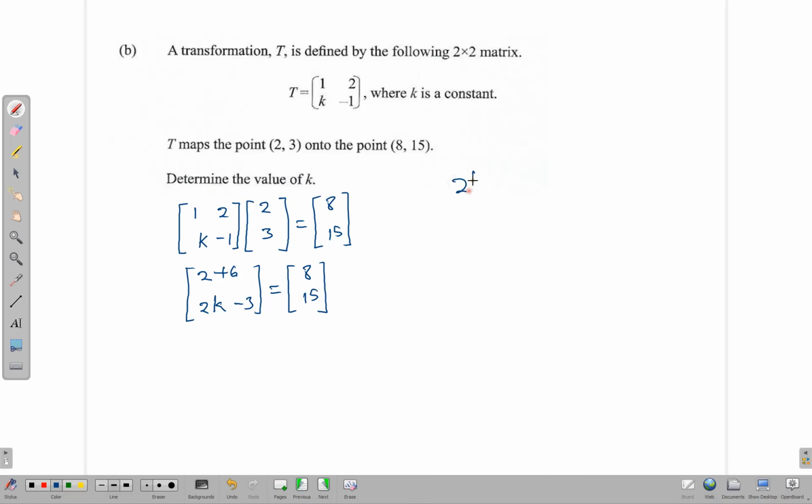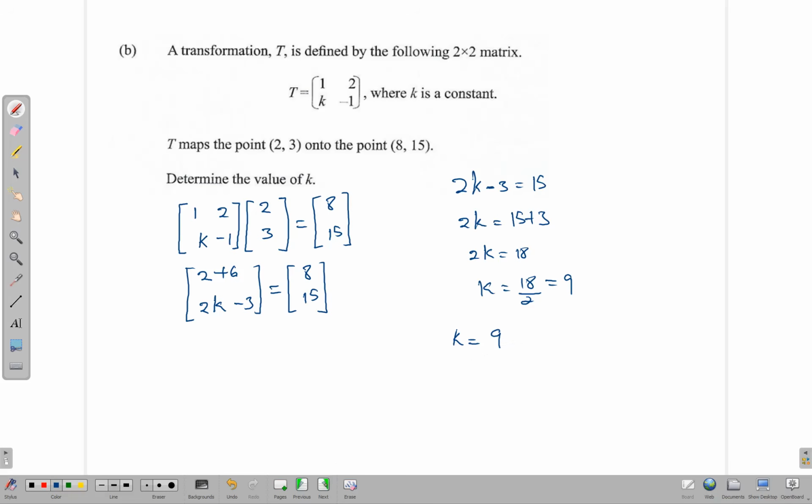And so we can write that. We have a simple linear equation here, and we can just go ahead and solve it by saying 2k is equal to 15 plus 3. So 2k is equal to 18, and therefore k is 18 divided by 2, which is 9. So the value of k in that matrix is 9.